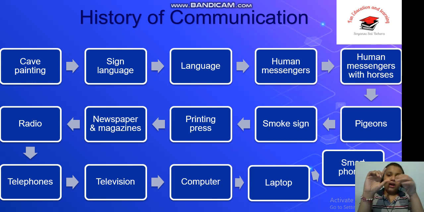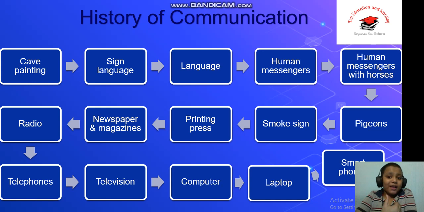They tied a metal tube in which they put the letter, and they put the metal cap on the tube and tied it to the pigeon's legs, and the pigeons were trained so that they would only go to the place where the message had to go. Then came the smoke sign. Like, there are two friendly countries, and one country knows that in the other friendly neighboring country there is going to be an attack. So they use signals to make them aware that they are at risk and should be prepared.